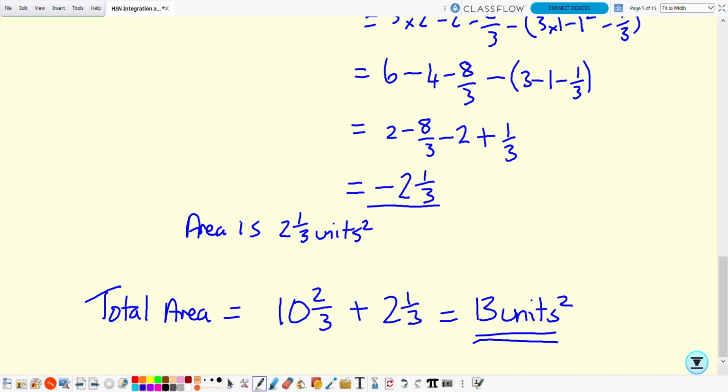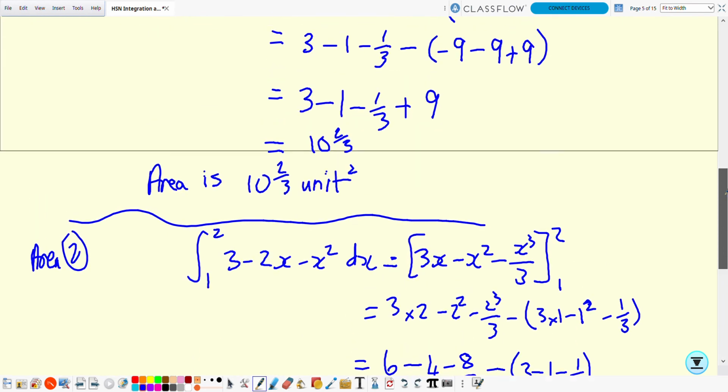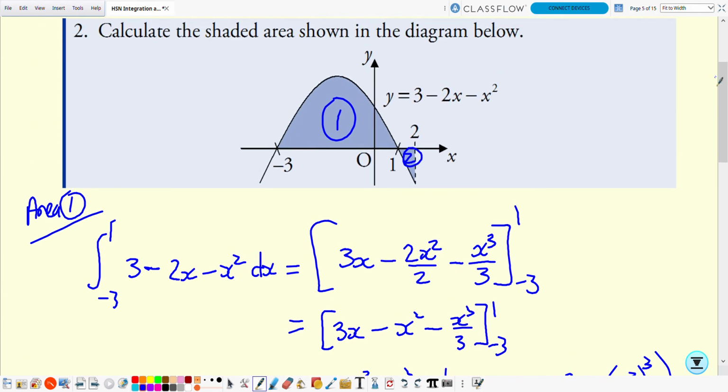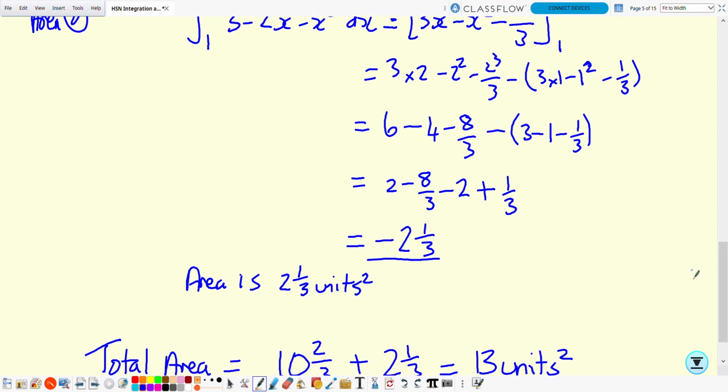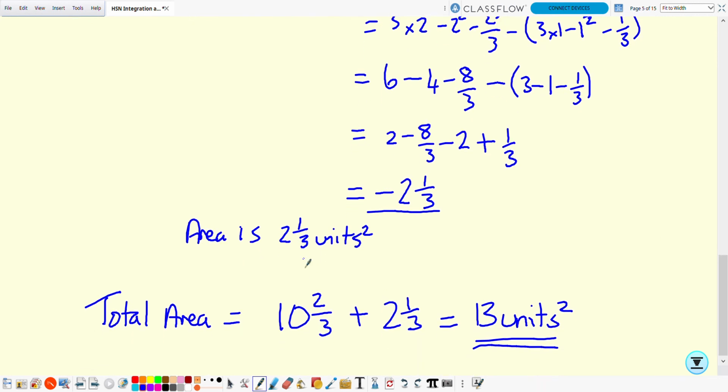So a bit more detailed there, because you have to split up the two parts. So if you have a diagram where a bit of the area is below the x-axis, you need to work it out separately. Be aware that you will get a negative value for that integral, but your area is the positive version, and you need to make sure that you make a separate statement there to say the area is positive 2 and 1/3 units squared, and then clearly state the total area at the bottom. Now it's your turn to practice.